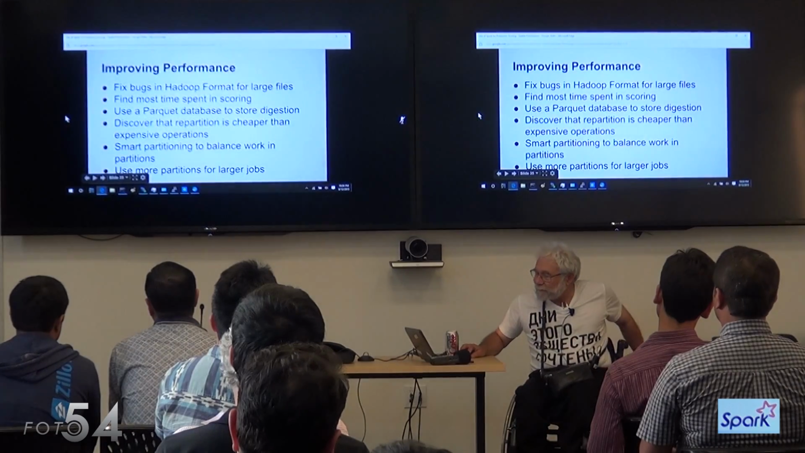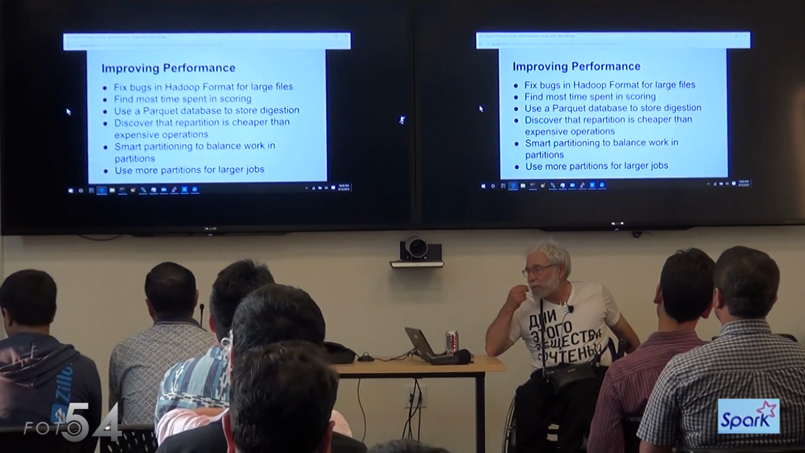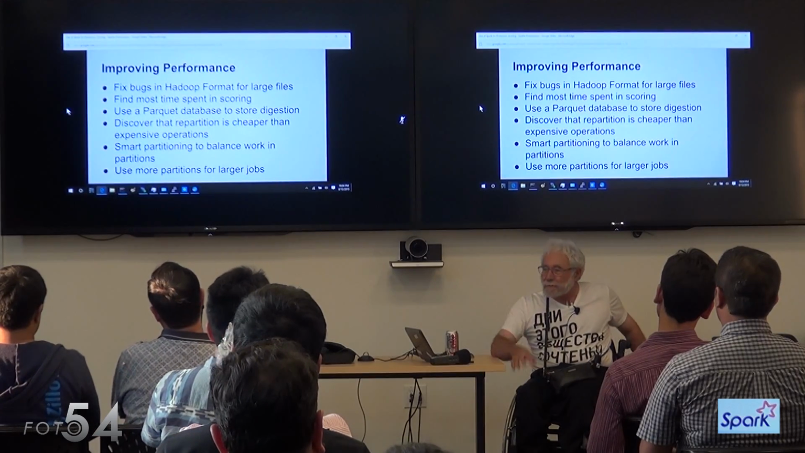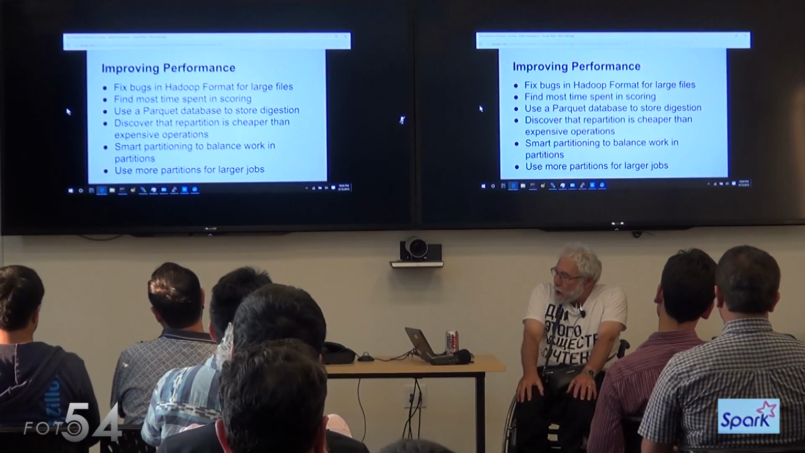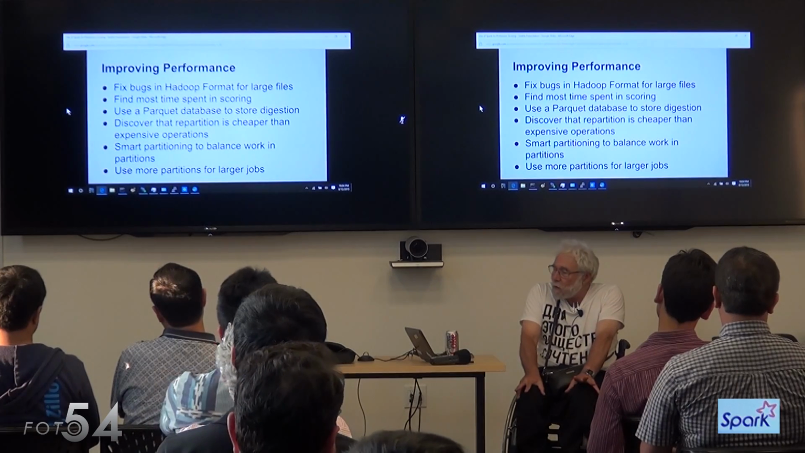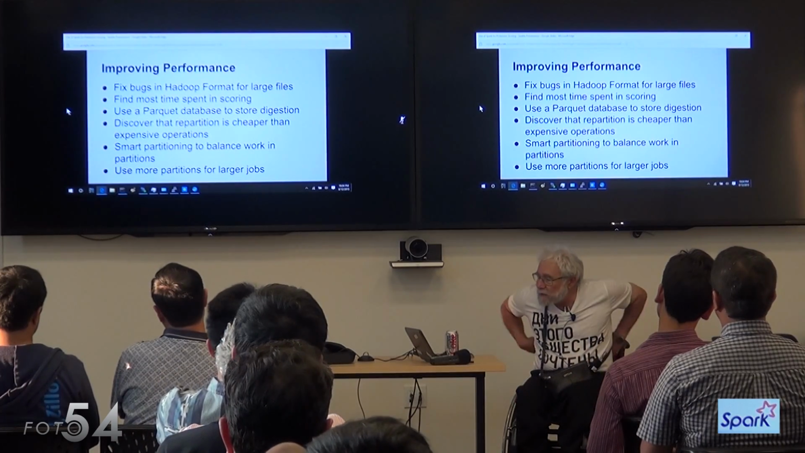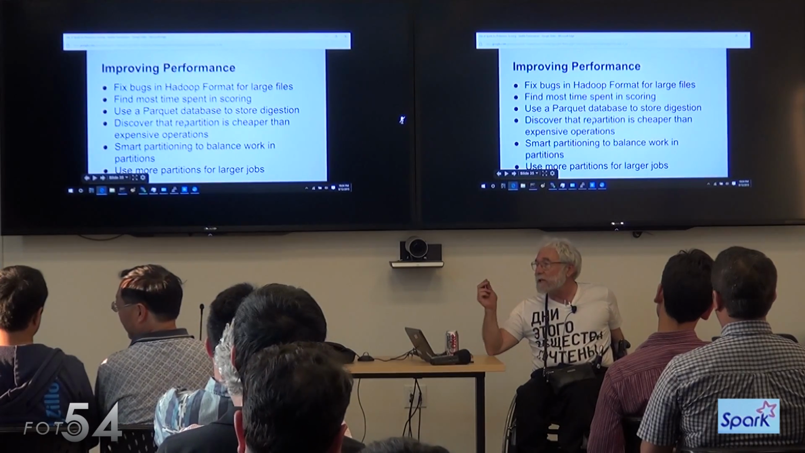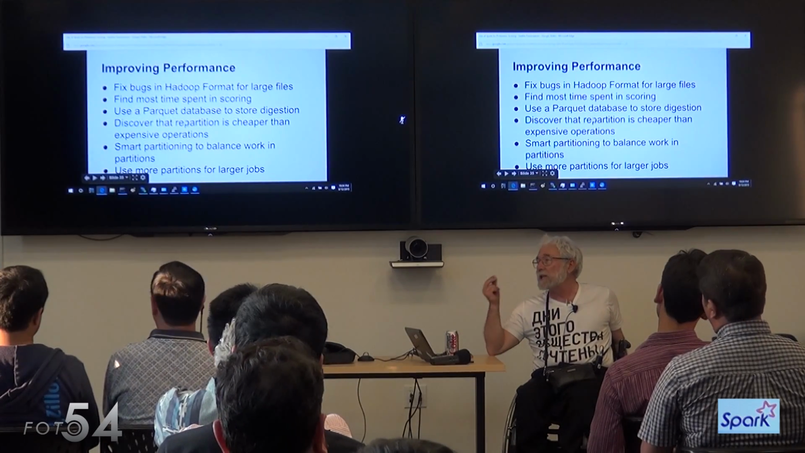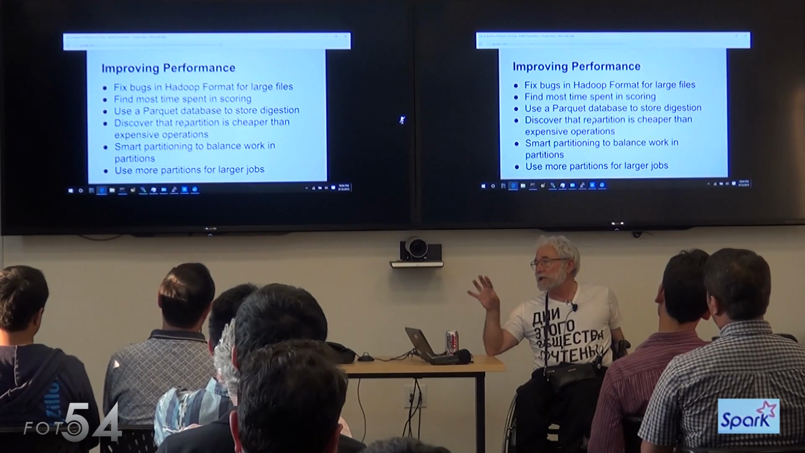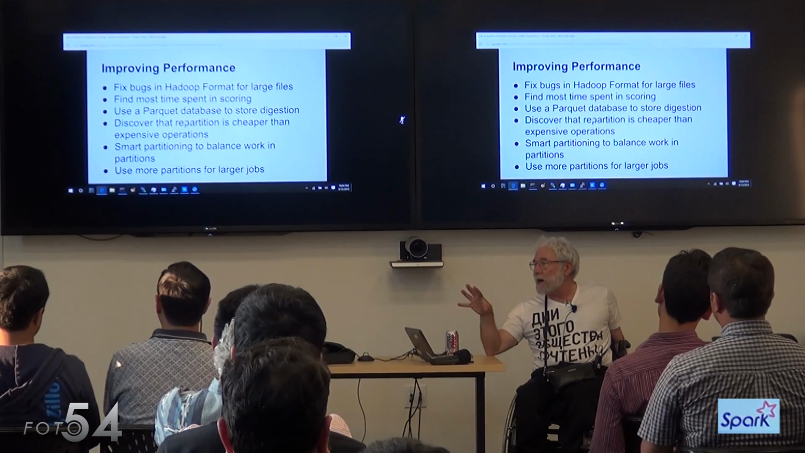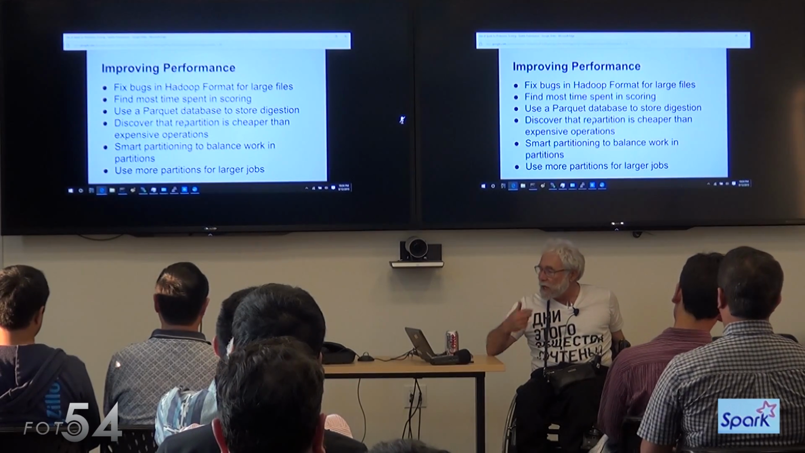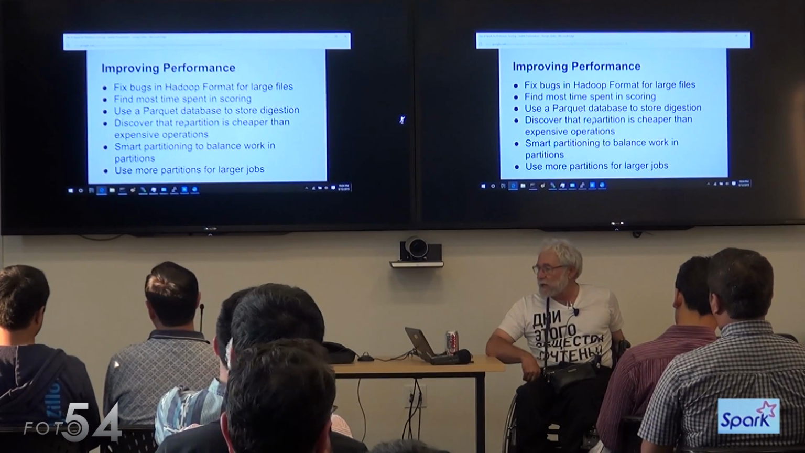So, what did we do to improve the performance? I fixed some bugs. I discovered that most of the time has been spent in scoring. We ended up using a Parquet database to store the results of digestion, because we're tending to do digestion on the same file every time. That really isn't necessary. You can store it in a database and retrieve it. That saves some time.